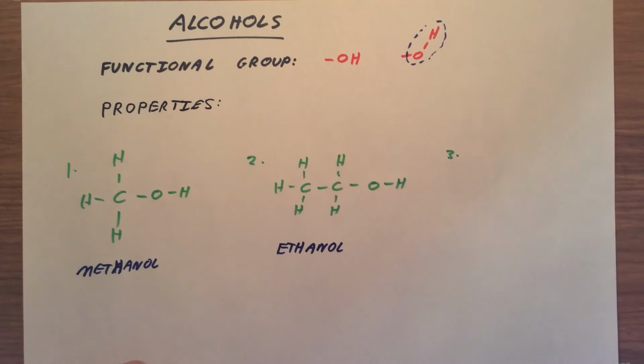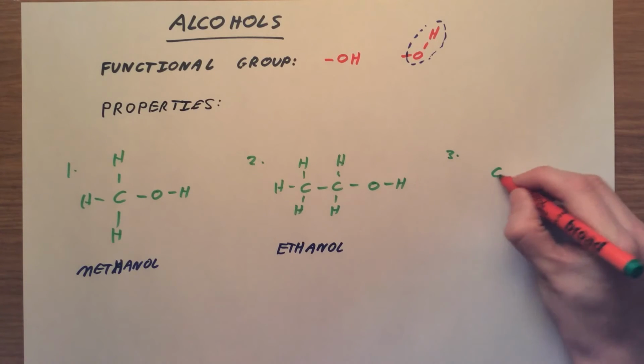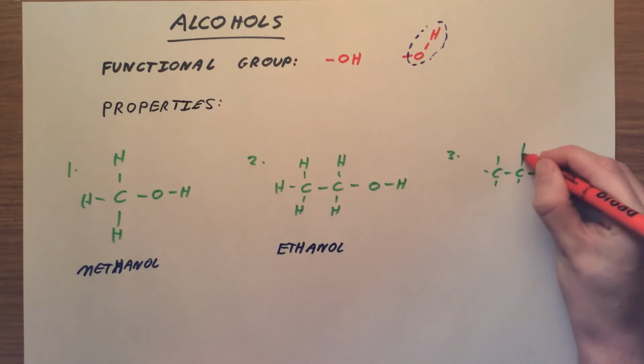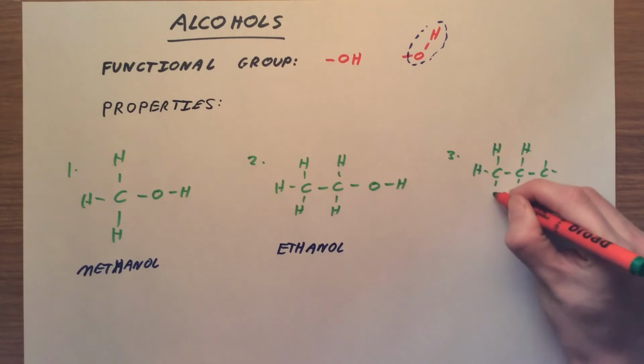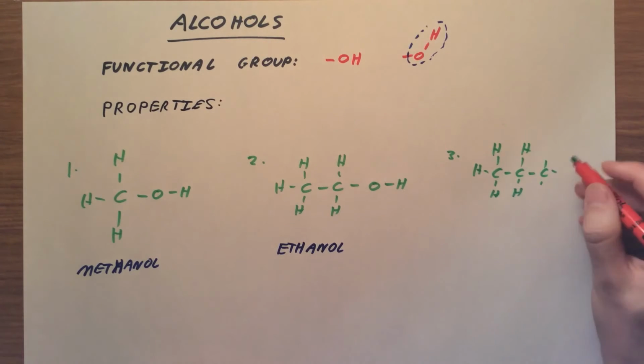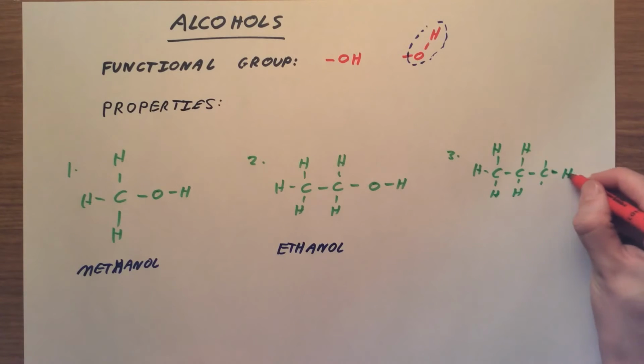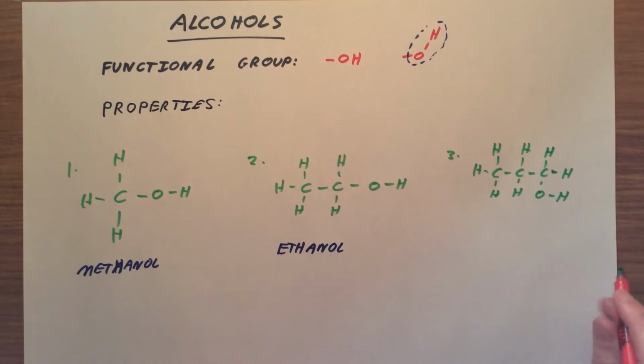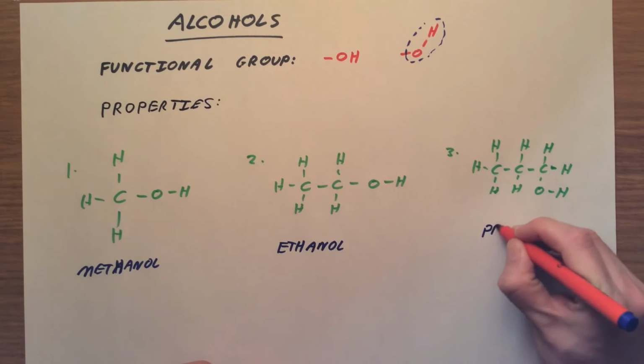Same pattern continues for our third alcohol. We're going to have three carbon atoms. It's going to be saturated, all single bonds. Just one thing to be aware of, the OH group does not have to be on the right hand side. You might see it drawn something like that, and that's still an alcohol. So this is going to be propanol.